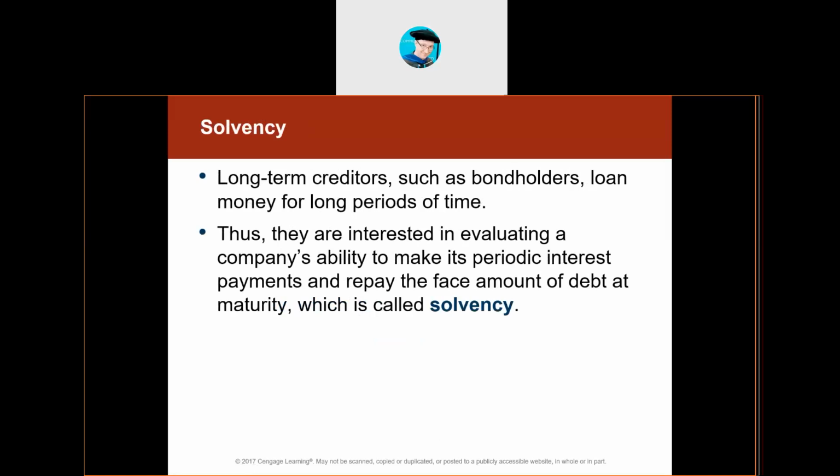Solvency. Long-term creditors like bondholders and banks making loans look at the company's solvency. This is the company's ability to repay its debts. When we analyze solvency, we're looking at periodic interest payments and the company's ability to repay the face amounts on its debts.